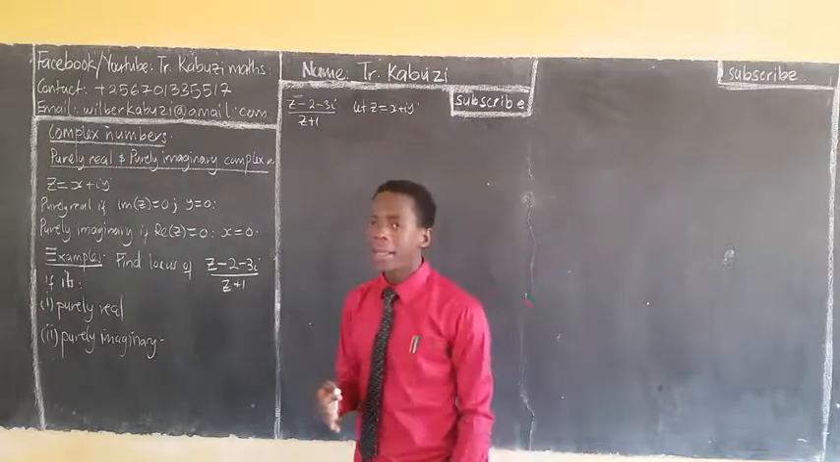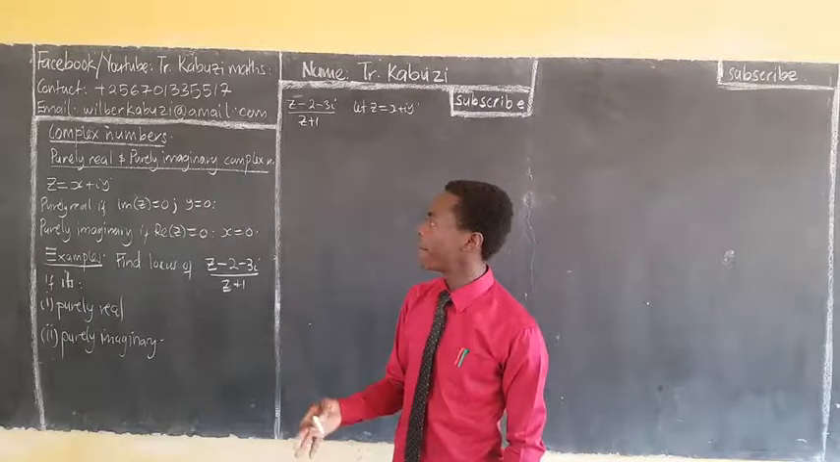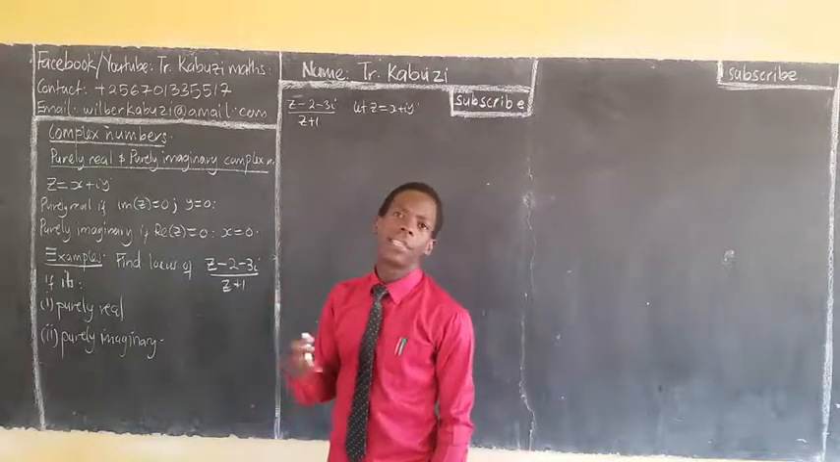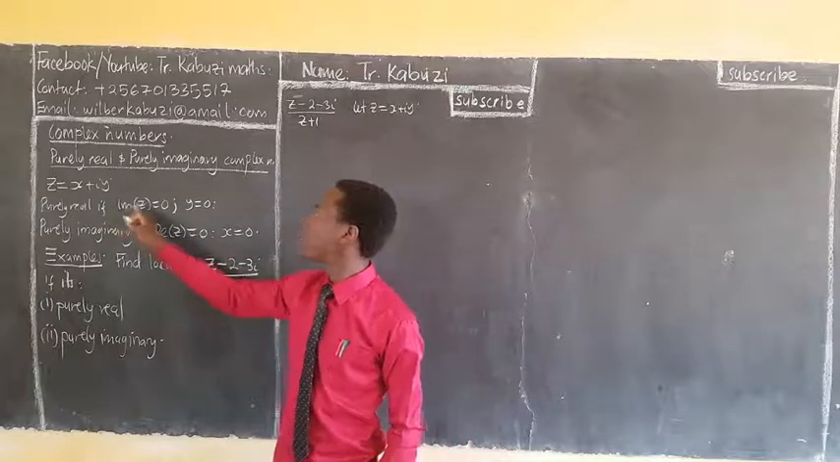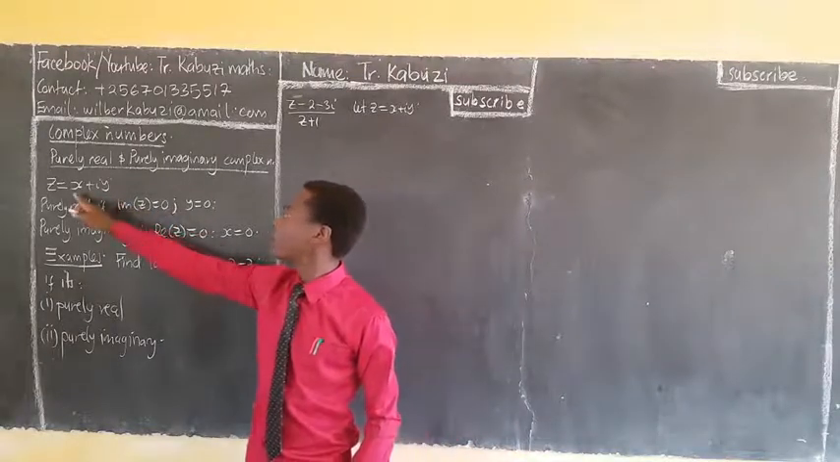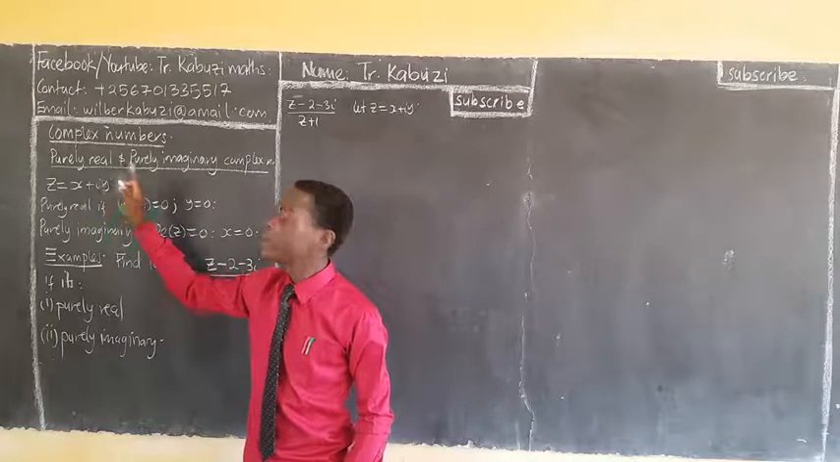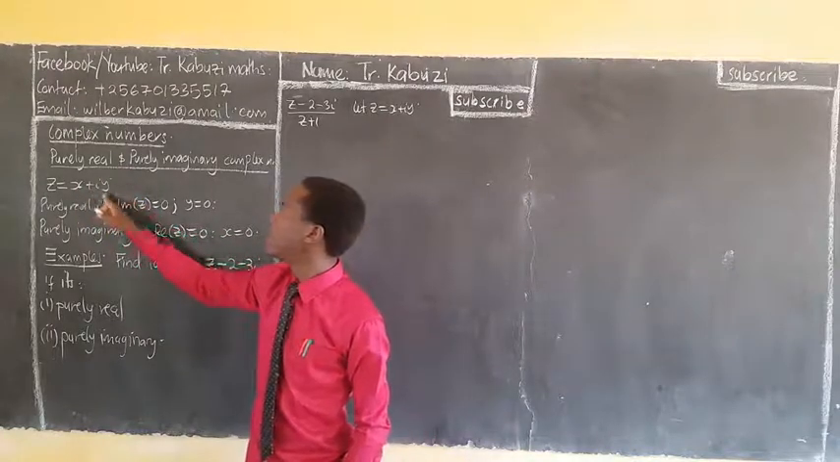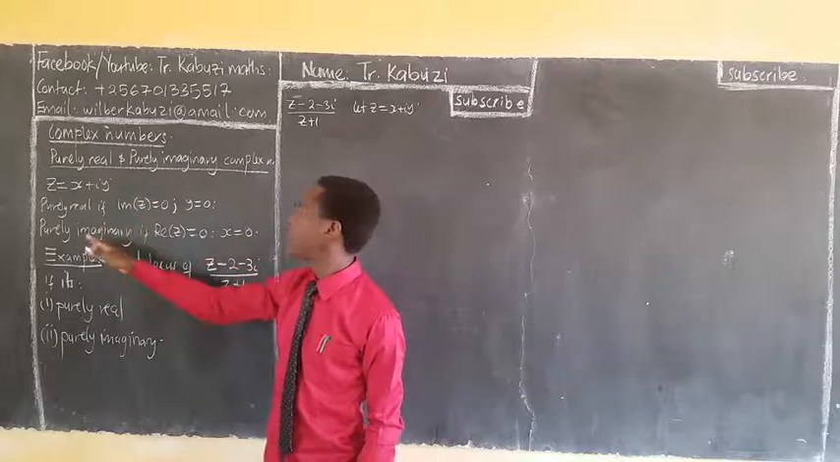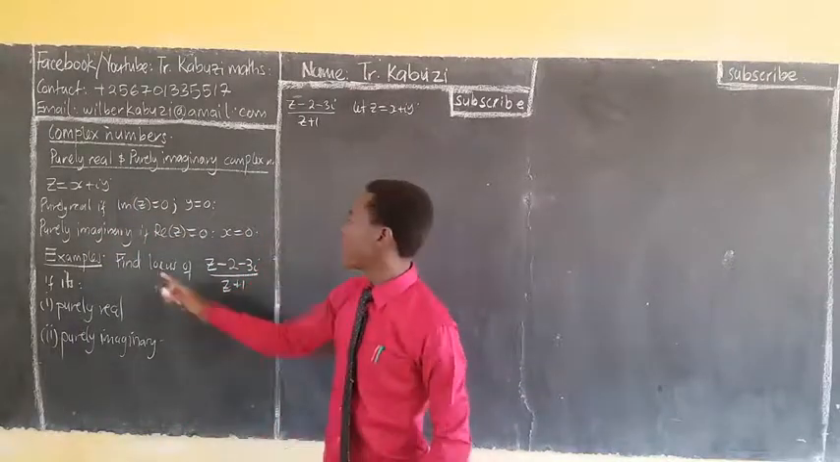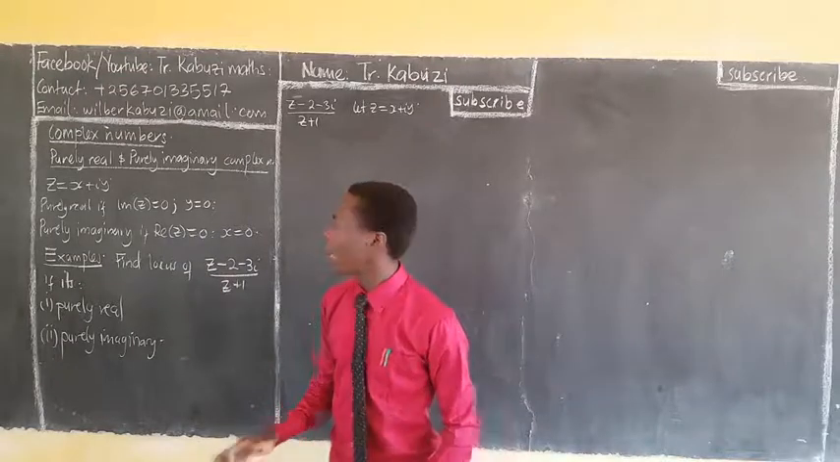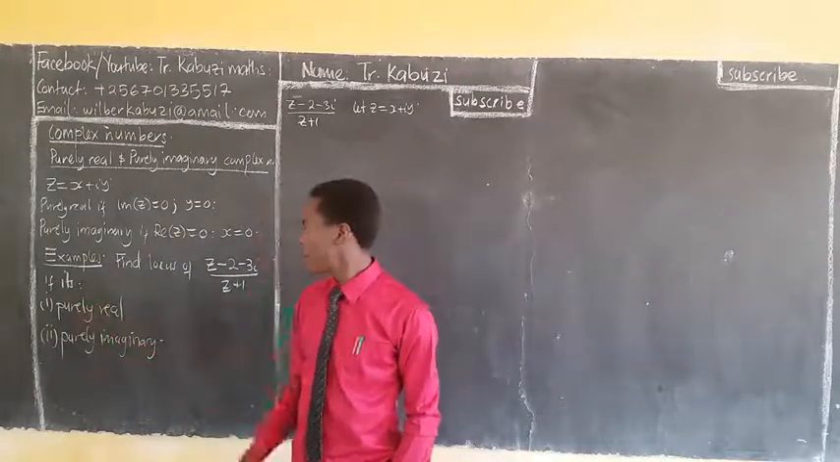Now, a complex number is said to be purely real if it has no imaginary part, because it's purely real. It means that its imaginary part is zero. When I look at this complex number x plus iy, if it's purely real, the imaginary part is zero. And if it's purely imaginary, the real part is zero. So find the locus of this complex number, whether purely real or imaginary.